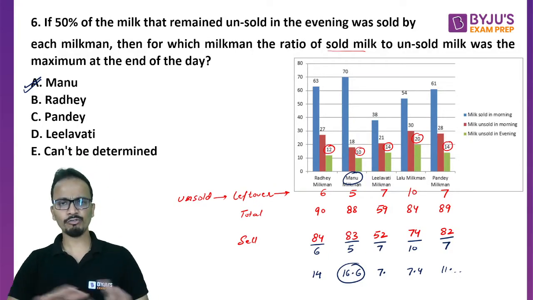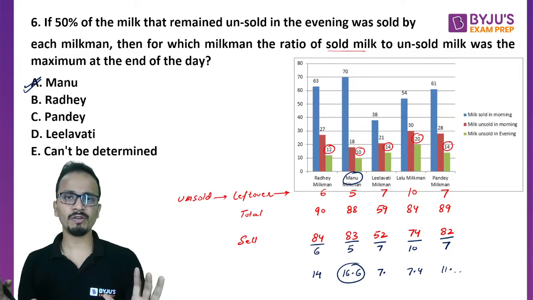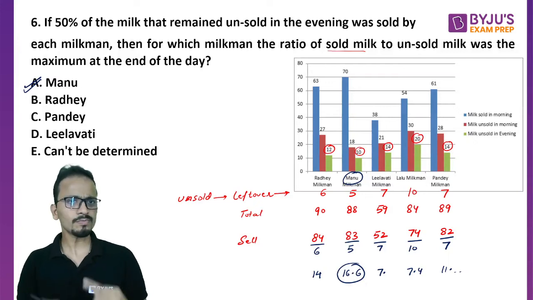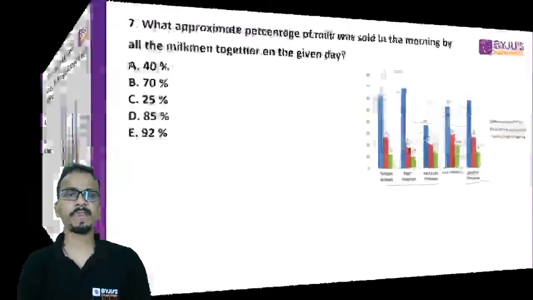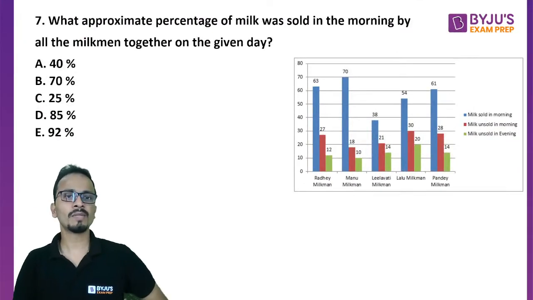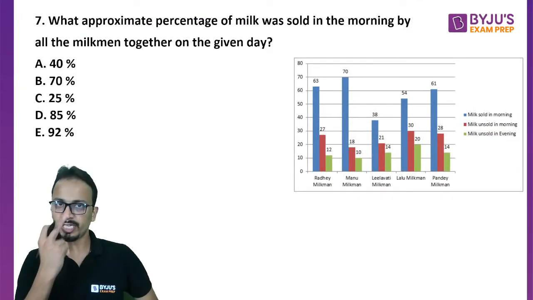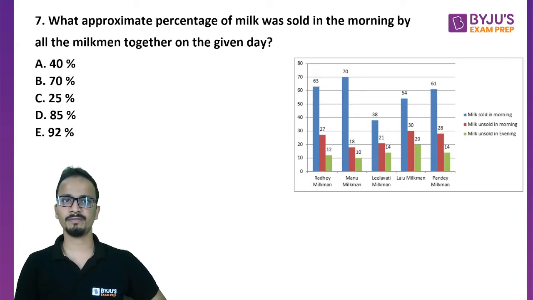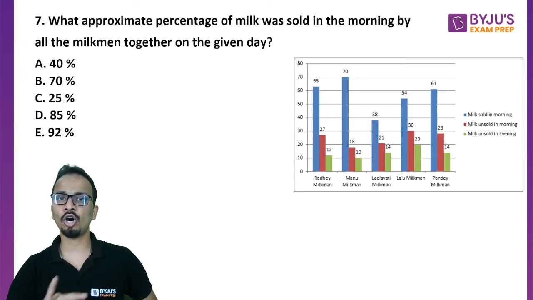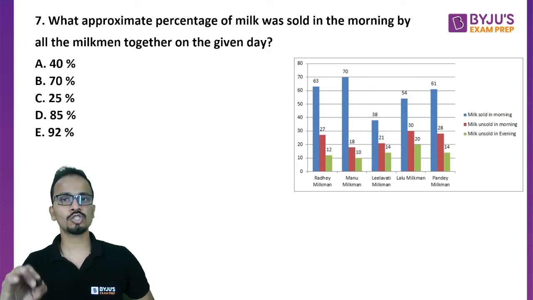Now friends, we all are comfortable with all these values. So now we'll take very less amount of time to solve the remaining questions. So let's look at question number 7. What approximate percentage of milk was sold in the morning by all milkmen together on the given day? So what percentage of the milk was sold?